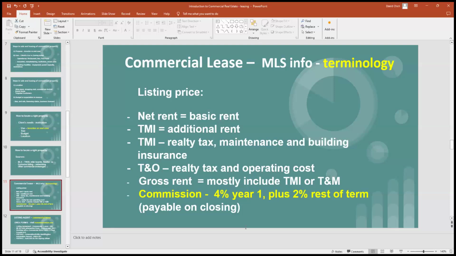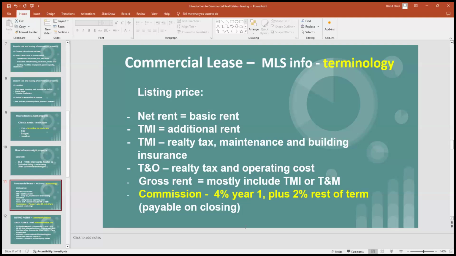The reason is in a commercial lease, you're looking at sometimes a 3 year term, 5 year term, sometimes a 10 year term as well. So when we talk about commission, the first year will pay you, let's say, 4%. If you have a 5 year term, what about the rest of the commission? Of course, every year you should get the commission. So that's why I took this example here, 2% for each year.